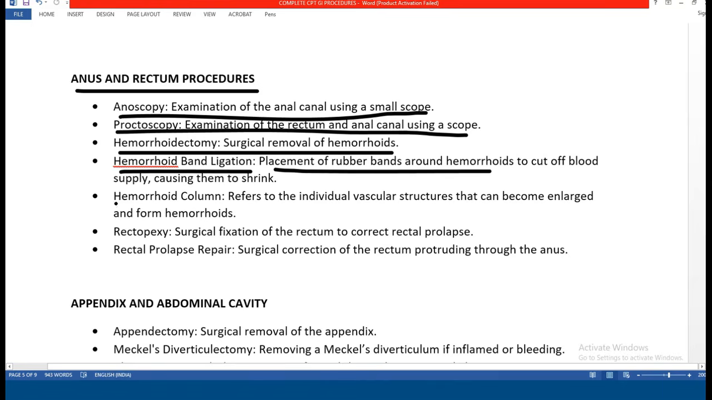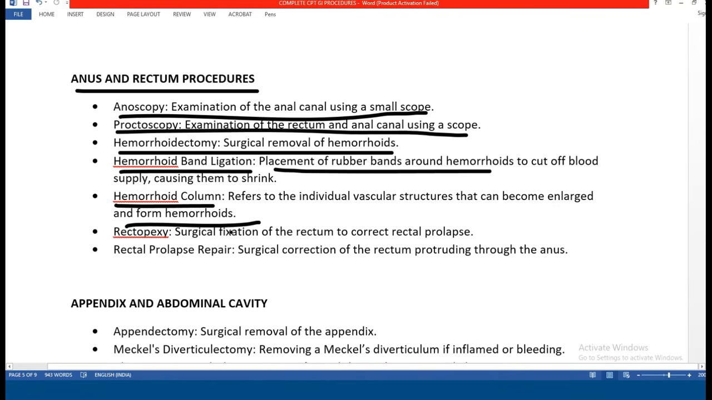Okay. Next, the hemorrhoid column refers to the individual vascular structures that can become enlarged and form hemorrhoids. That is called the hemorrhoid column. In coding, you will see it as right hemorrhoid, posterior hemorrhoid, lateral hemorrhoid, like that.